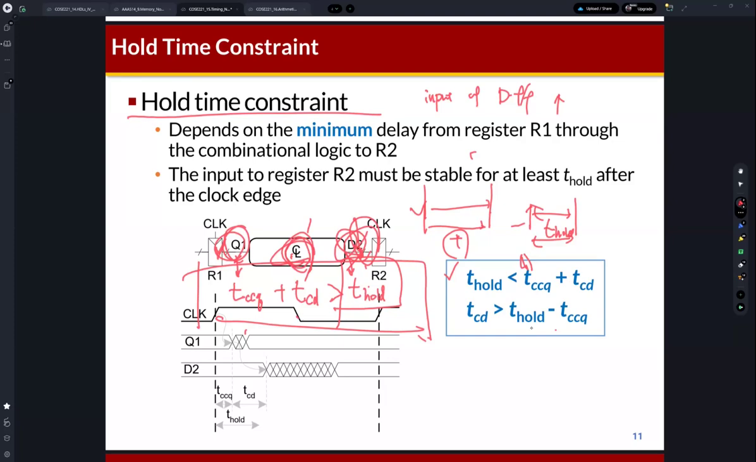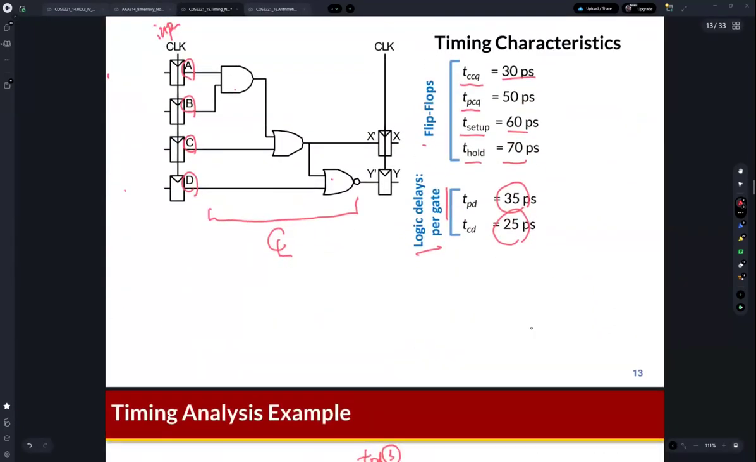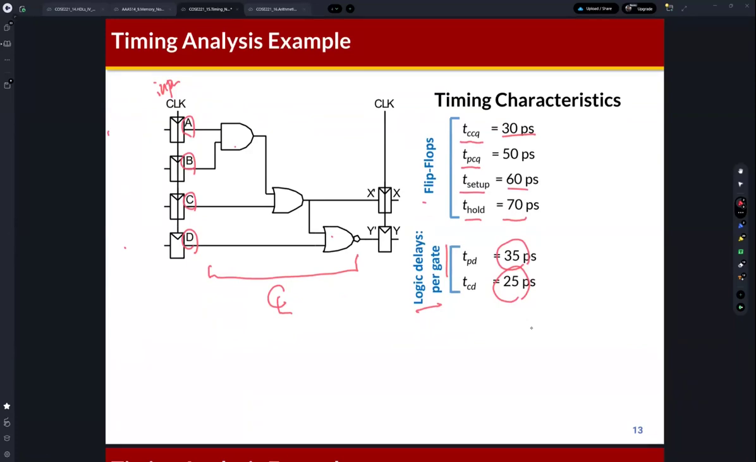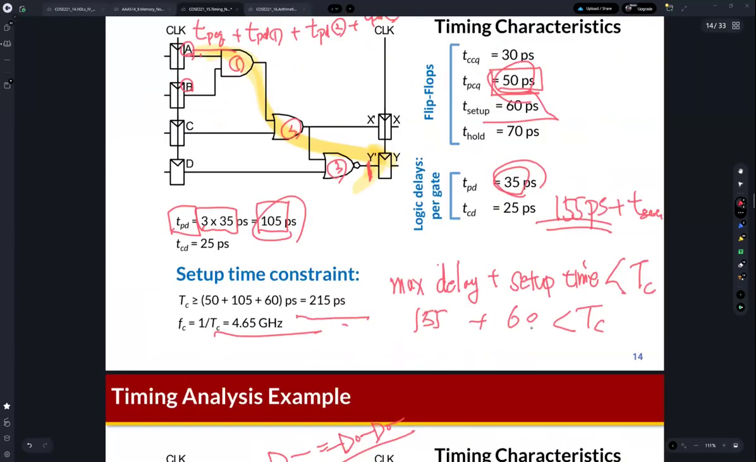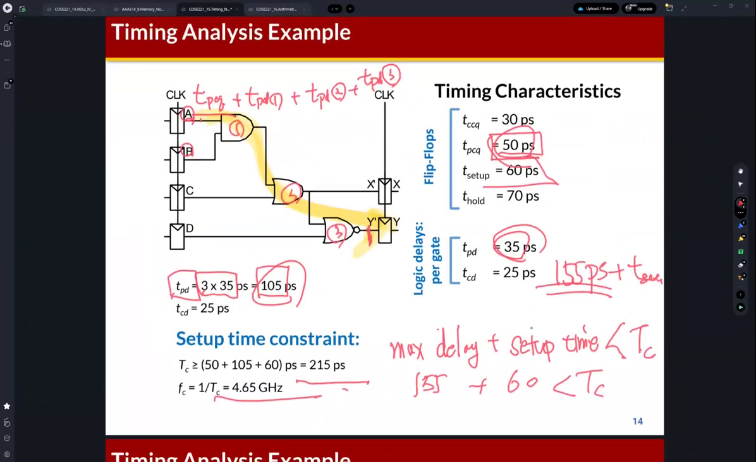And then we used this example. This is a timing analysis example where you can find the combinational logic here and the D flip-flops. As I mentioned, when we check the setup time constraint, firstly we need to check the longest delay, the critical path of this circuit. We can start from the D flip-flop and find the combinational gates along the path.